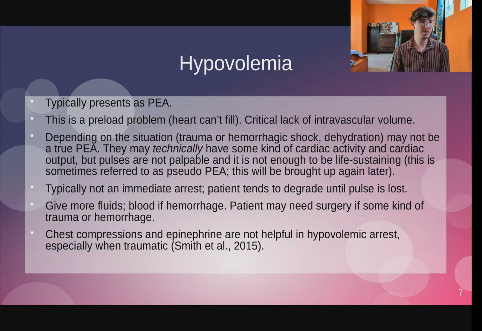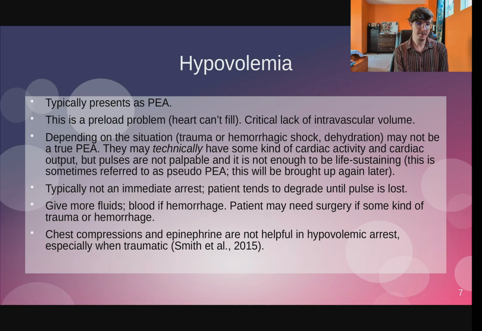Don't think too deeply about this, but just put it on the back burner and leave it there, because that's going to come up later when we talk about our more precise definition of PEA. So with hypovolemia, this is typically not an immediate cardiac arrest. The patient tends to degrade until pulses are lost, right? This isn't something that's a sudden onset, unless it's truly massive bleeding, but most of the time it's a relatively slow process.